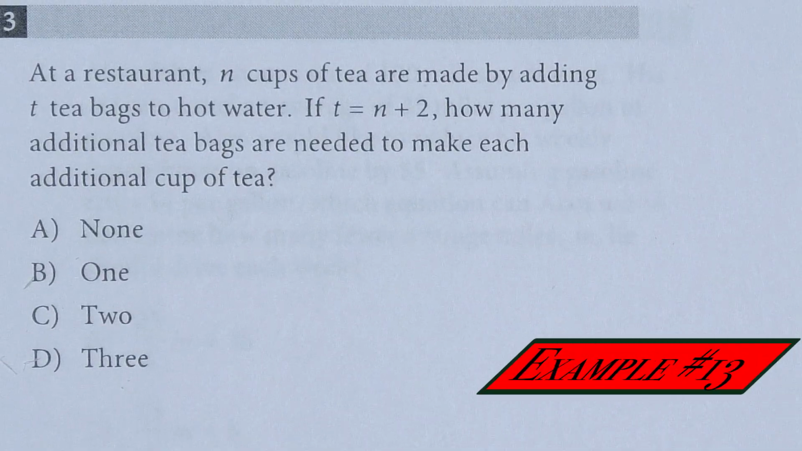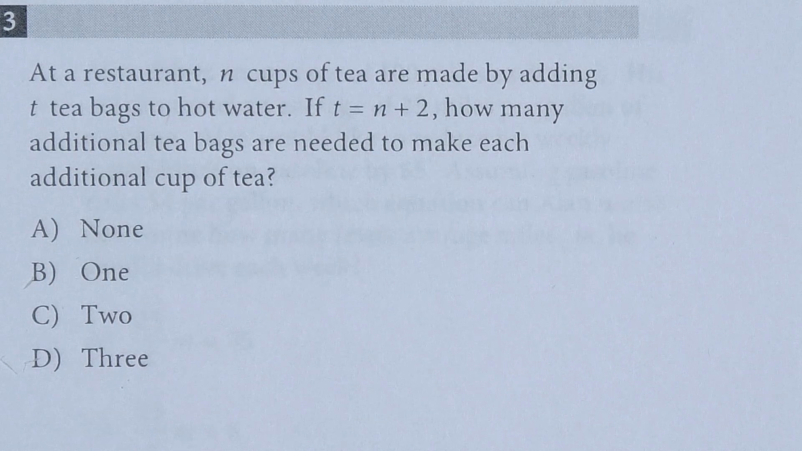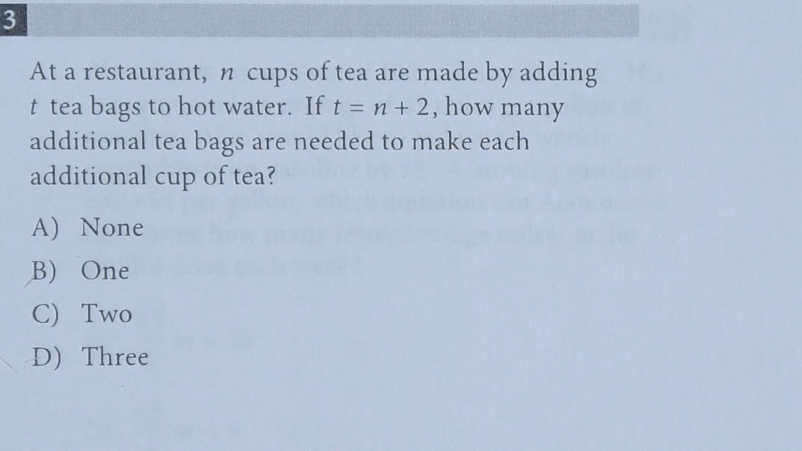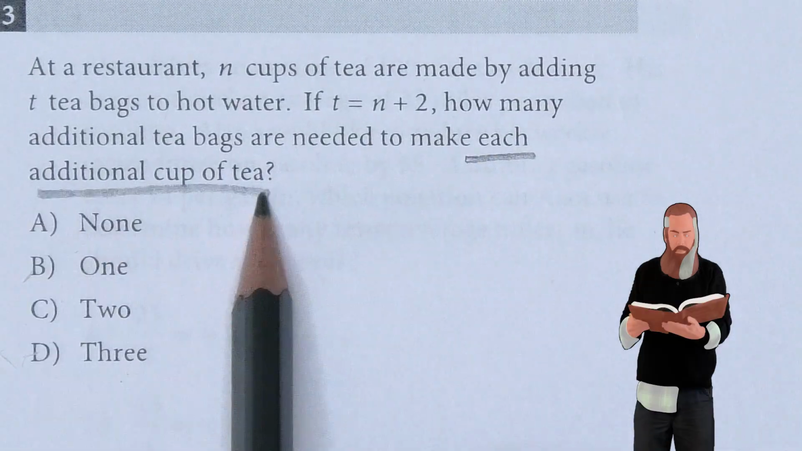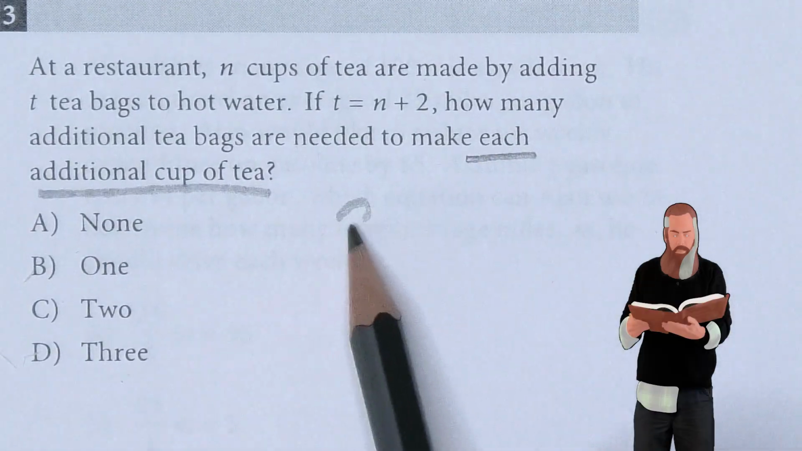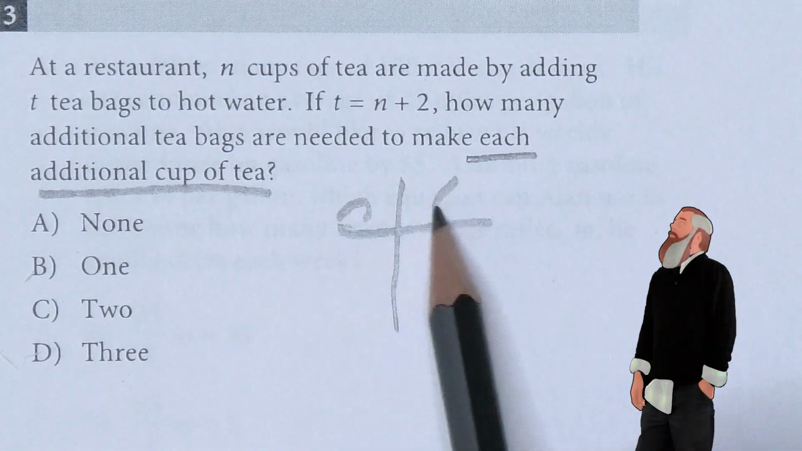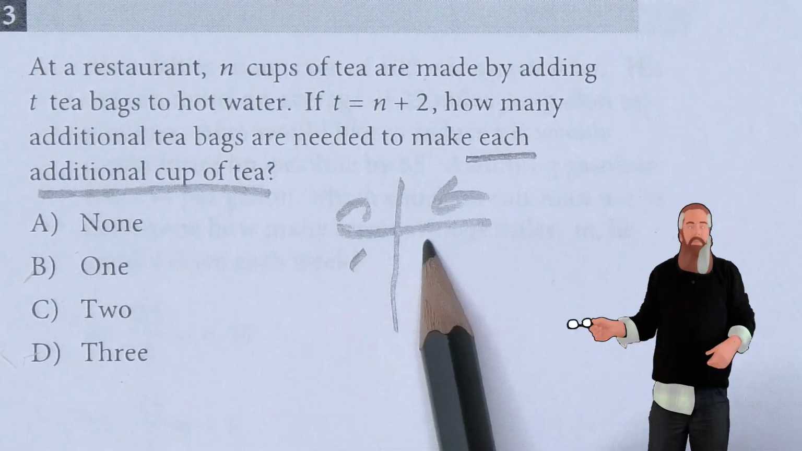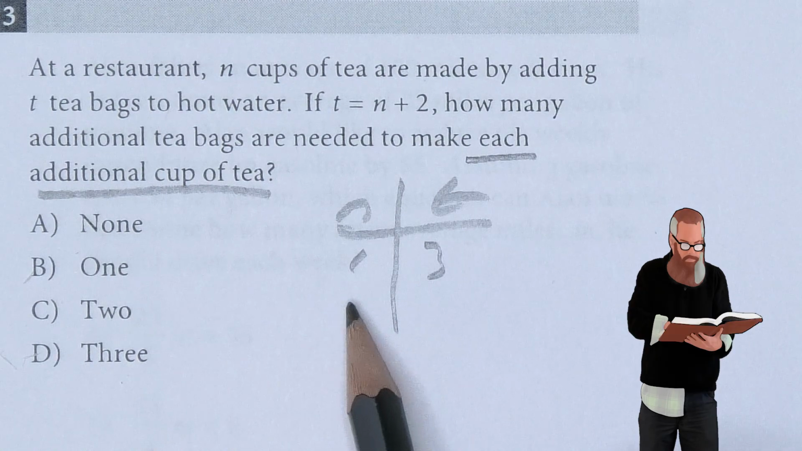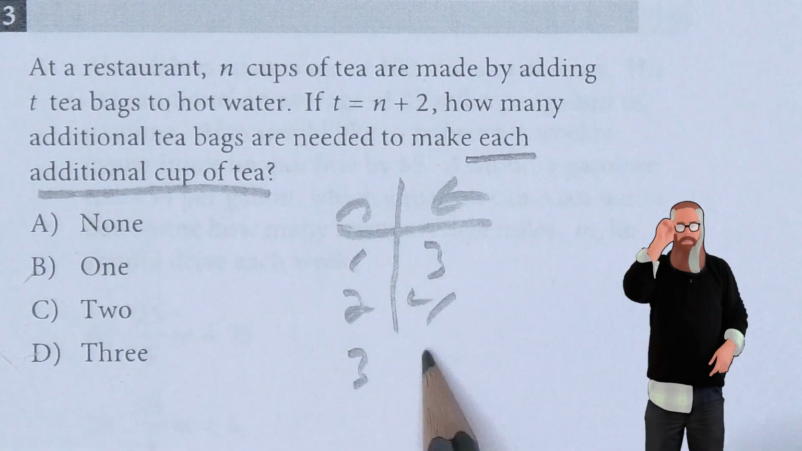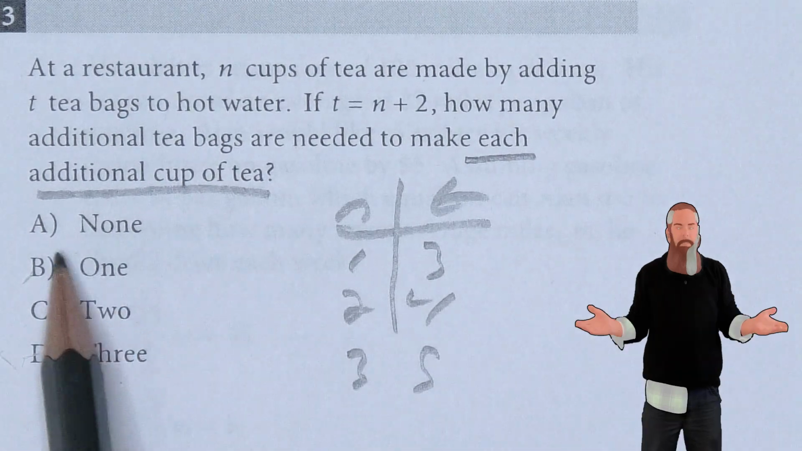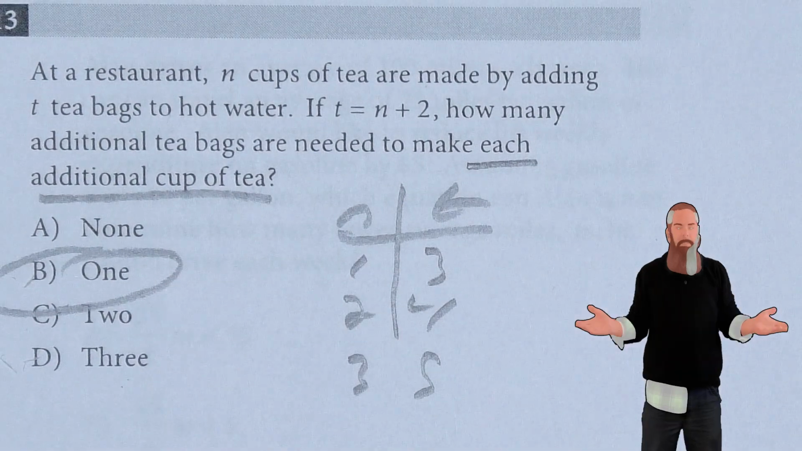At a restaurant, N cups of tea are made by adding T bags of hot water. If T is equal to N plus 2, how many additional tea bags are needed to make each additional cup of tea? So we're talking about each additional cup of tea. So we start out with N and try to figure out what T is. I know that 1 takes 3, so 2 would take 2 more than that, which is 4. 3 would take 5. That means that B, 1, is the answer.